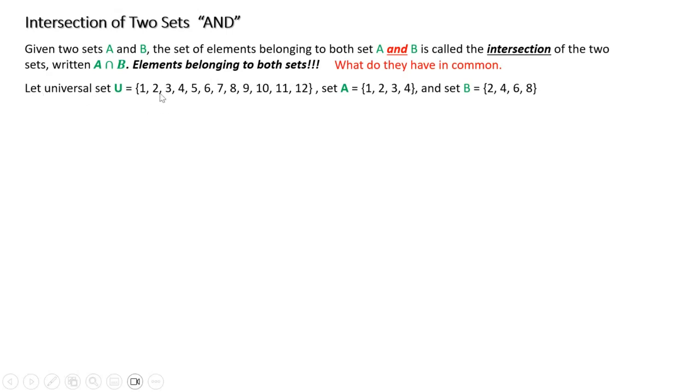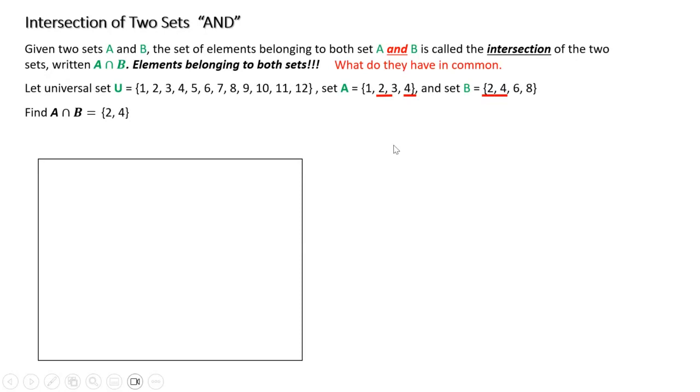Example. Again, we have the universal set from 1 to 12. Then set A is 1 through 4. And set B is 2, 4, 6, 8. Okay, now find A intersects B. What does set A and B have in common? Do they have a 1 in common? No. Do they have a 2? Yes. Do they have a 3? No. A 4? Yes. Well, guess what? That's my answer. The set contains the elements 2 and 4 because that's what both sets have in common. Okay, now how do we represent that in the Venn diagram?